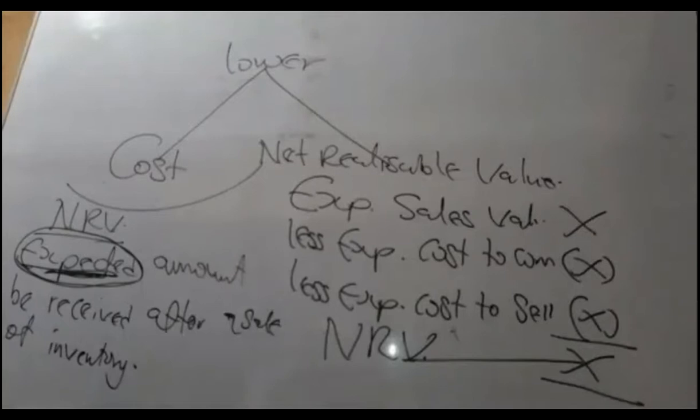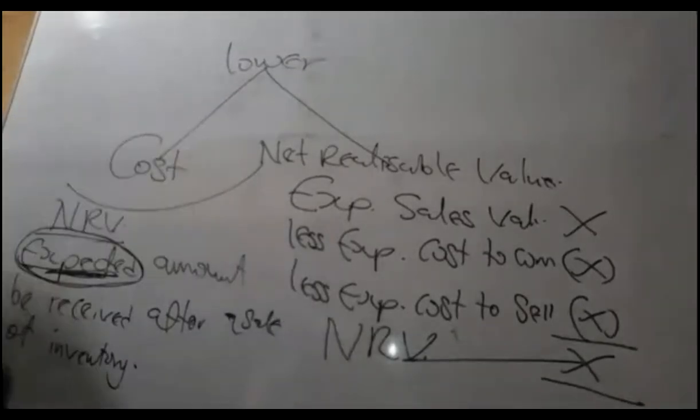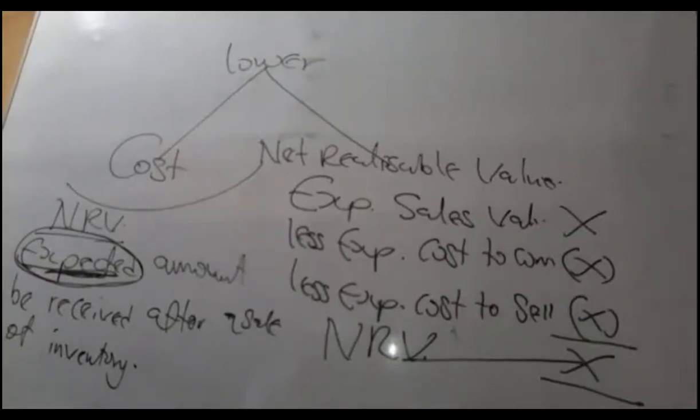Good. So expected, less expected. You can see "expected" three times. So the standard IAS 2 Inventory defines net realizable value as what? The expected sales value less expected cost to complete and cost to sell. That is the definition stated.